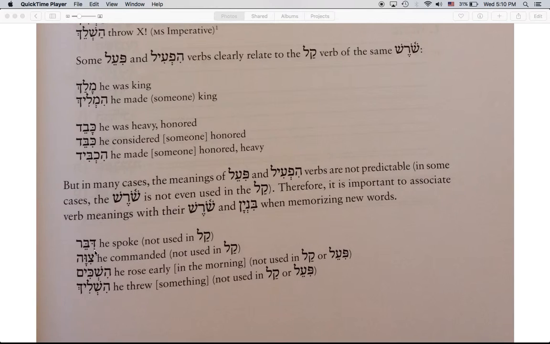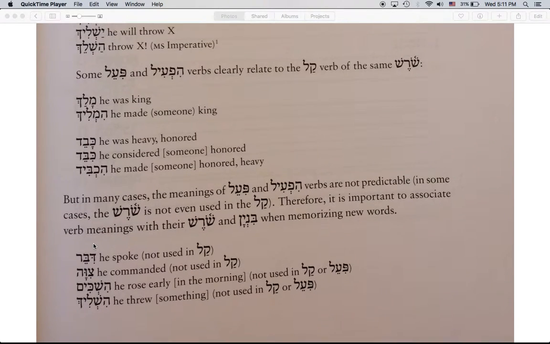Let's take a look at some examples. Dibber, he spoke, not used in qal. So this is piel. There is no form of this verb in qal. It is just dibber, and it means simply he spoke. Tsivvah, he commanded. This root is not used in qal. Hishkim, he rose early, probably in the morning, not used in qal or piel. It's almost always used just in hiphil. Hishlikh, he threw, not used in qal or piel. So this is he threw something, or you could say, I suppose, he caused something to be thrown.